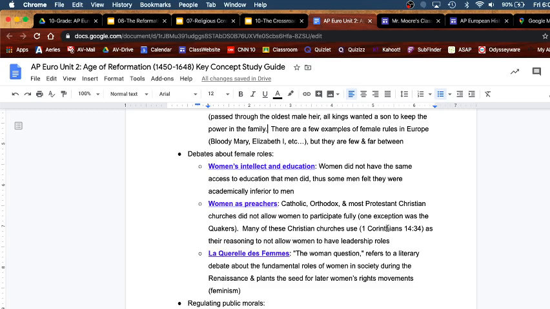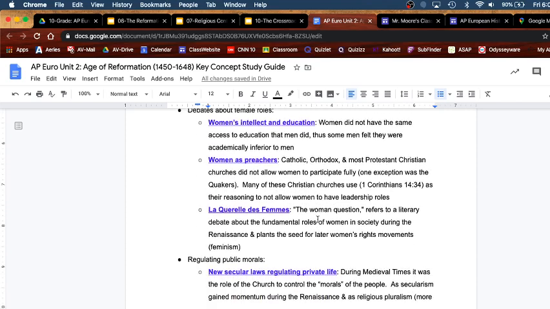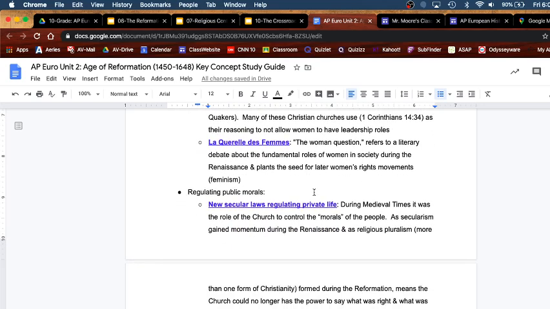Many of these Christian churches used a passage of Scripture from the book of Corinthians in the New Testament. There's Matthew, Mark, Luke, and John, the Acts, and the Romans, and then you have 1st and 2nd Corinthians. After that, Galatians, Ephesians, Philippians, Colossians, etc. But 1 Corinthians, chapter 14, verse 34, was their reasoning to not allow women to have leadership roles. So if you go look that up, you can make your own interpretations from there. But it's one of the things where Paul seems to kind of woman bash sometimes. So I'm not sure what issues he had earlier in his life, but he seemed to not want women to have the same role as men in Christian churches.